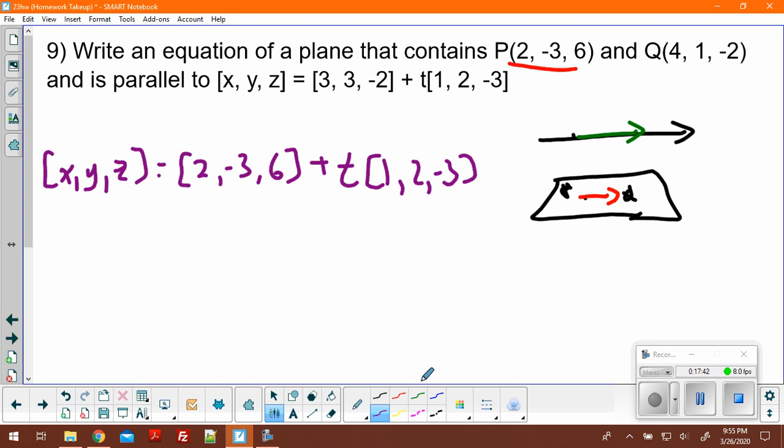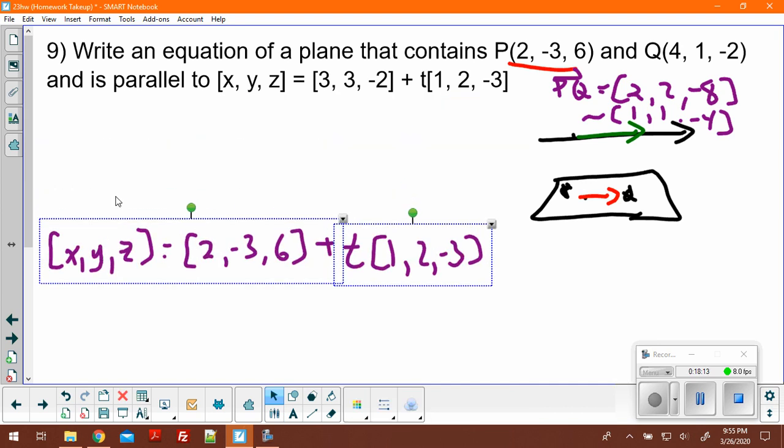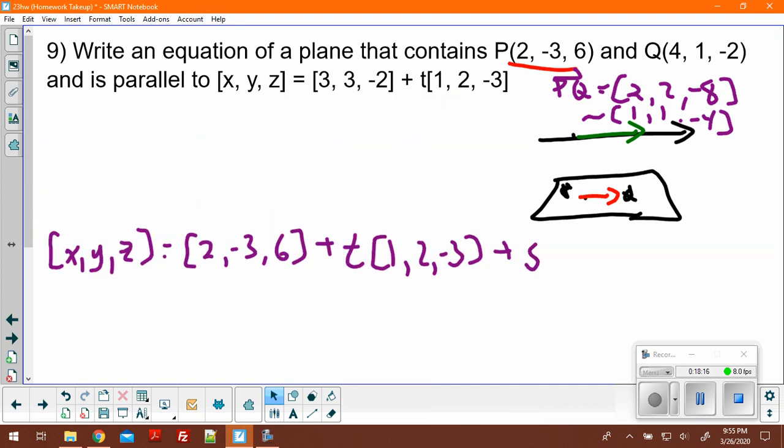Okay, and then for my other direction vector, we need to get it going between these 2 points. So from P to Q, that is 4 take away 2 is 2, 1 take away -3 is 2, and -2 take away 6 is -8. So to make that easier, because this is the direction, I'll call that 1, 1, and -4. This is plus s, 1, 1, -4.